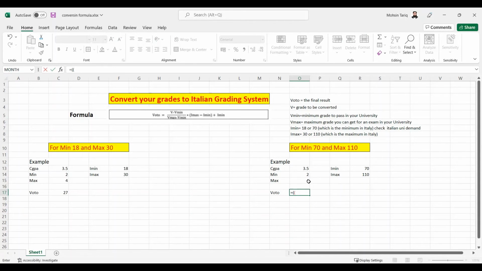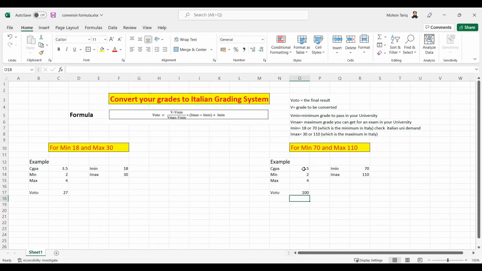Bracket start. Here we are going to convert into the minimum 70 and maximum 110 grading system. Minus minimum, bracket close, divided by bracket start, maximum minus minimum, bracket close, and we close the other bracket. Then we multiply it by the subtraction result of I maximum minus I minimum, and then we add I minimum. So here are the results.